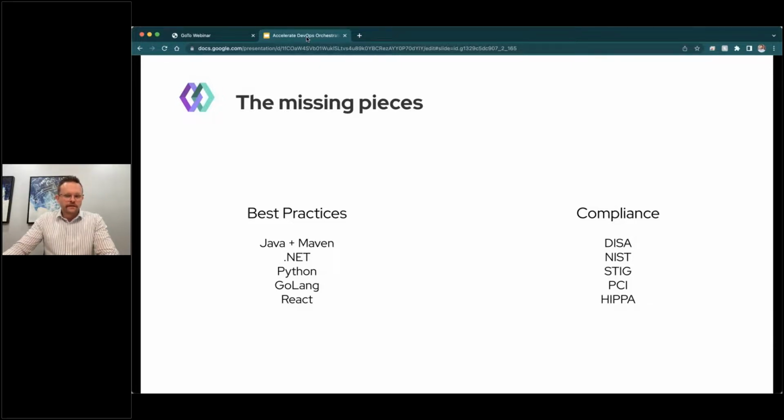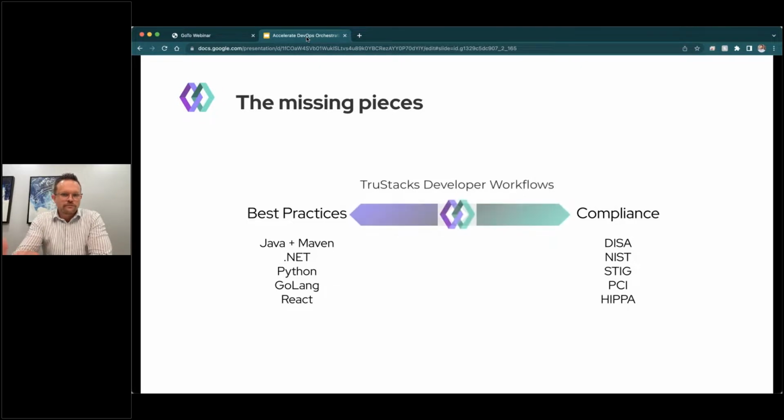And the nice thing about framework-driven development and compliance-driven development is there's standards. So if there's a standard, we can automate what those standards are. And we can actually bring those together into what we call a TruStacks developer workflow.